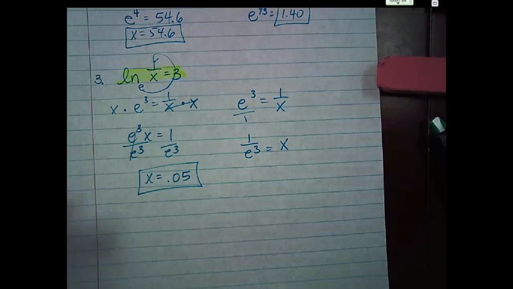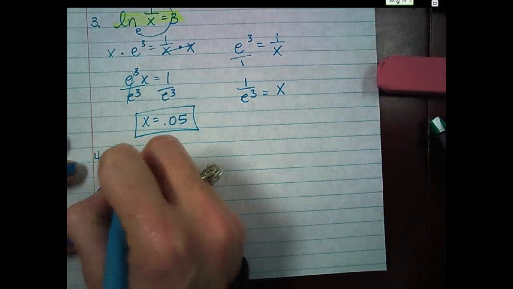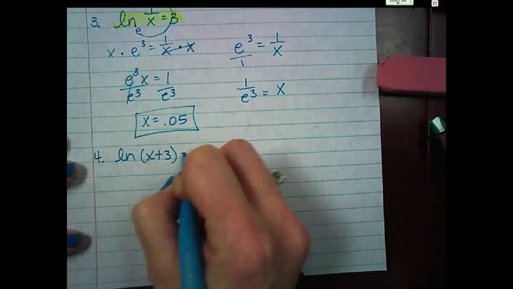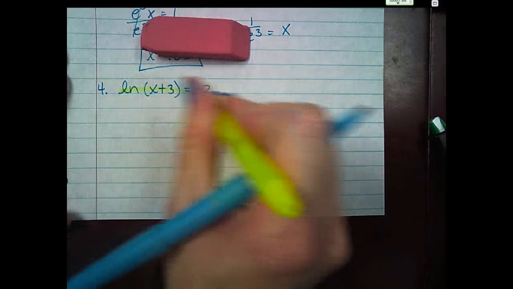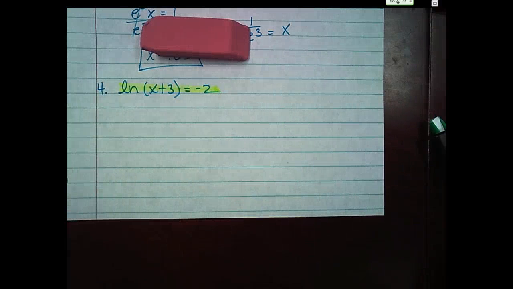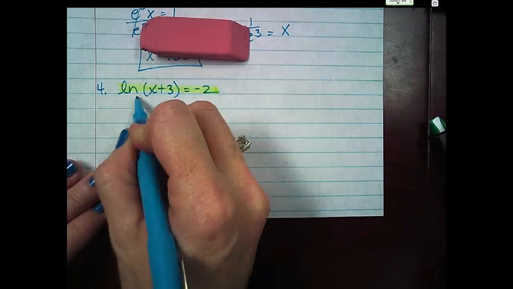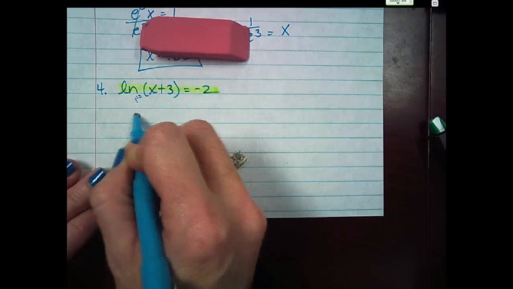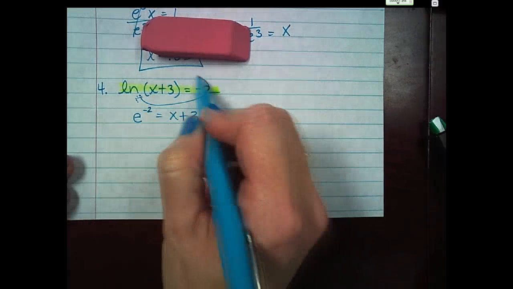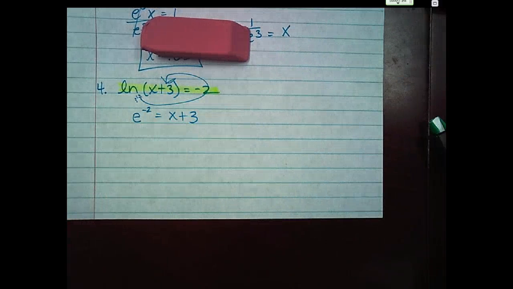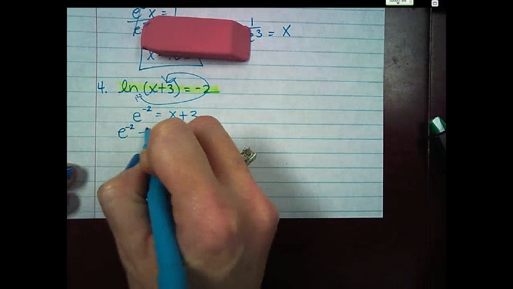Number 4. The natural log of x plus 3 equals negative 2. I'm solving for x. I know the base, I know the exponent. I don't know all of the answer. So what I'm saying here, there's an imaginary e written. I know e to the negative 2 power gives me x plus 3. You do circle math, right? So I need e to the negative 2 minus 3 to give me x.